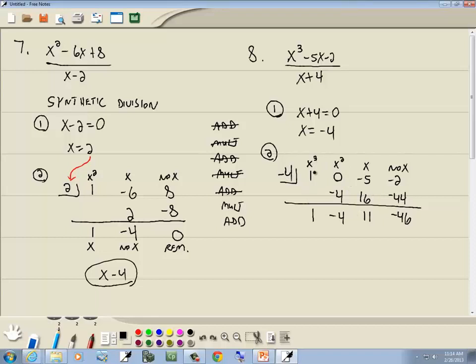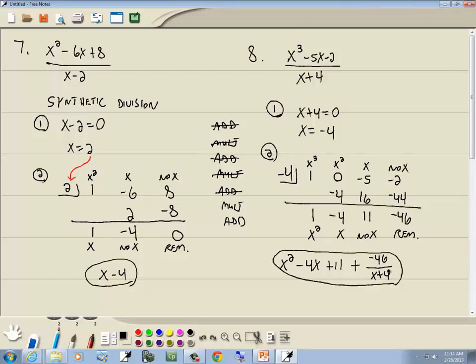And this was x to the third. This is going to be 1 degree lower, so this will be our x squared. This will be our x. This will be our no x, or our constant term. And this will be our remainder. So we're going to be left with x squared minus 4x plus 11. And we'll take our remainder and put it over what we're dividing by, which is the x plus 4. And that's our answer.